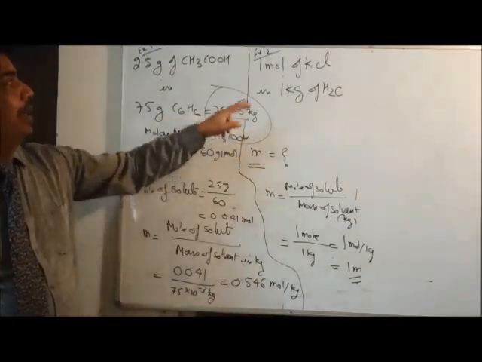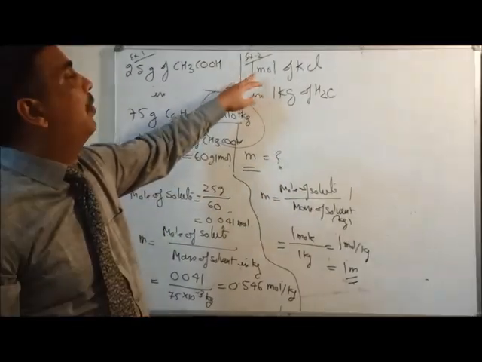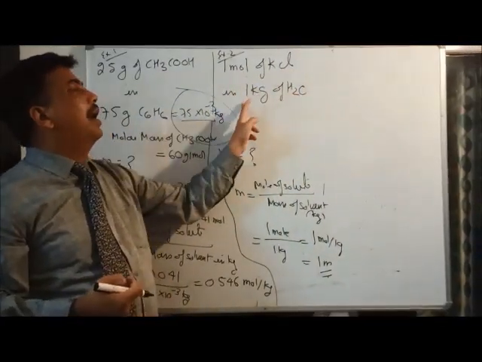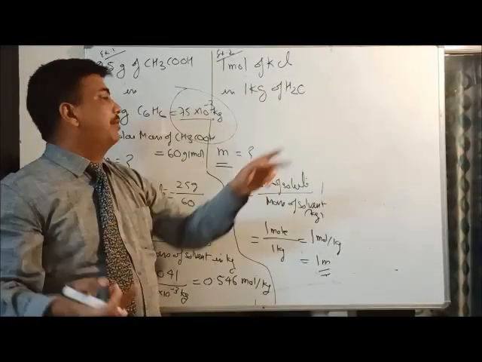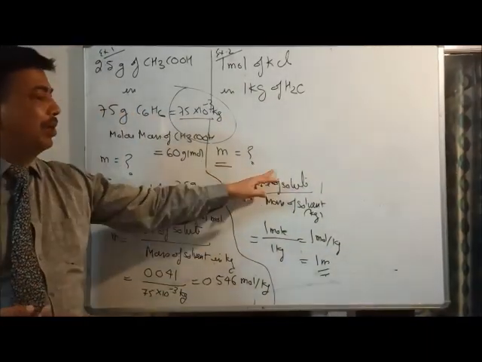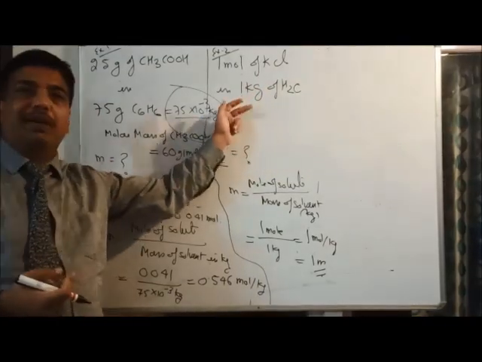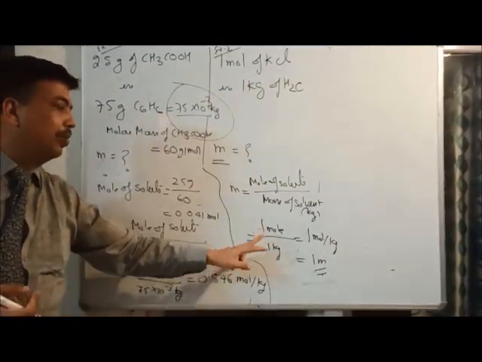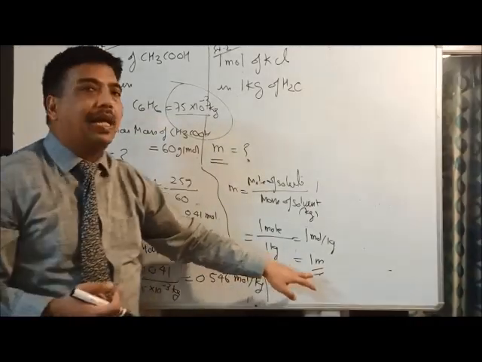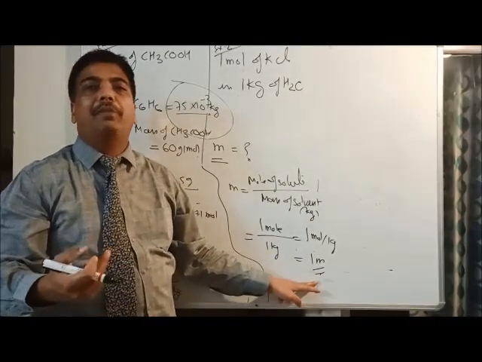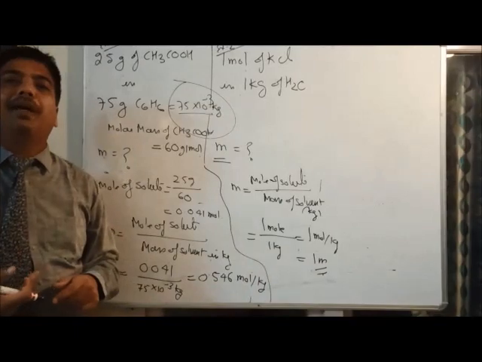In the second formula, it was given 1 mole of KCl in 1 kg of water. So student, it was very easy because mole of solute is already given as 1 and the mass of solvent is also given as 1 kg. So 1 mole divided by 1 kg. So molality comes out to be 1 small m, or you can say 1 mole per kg.